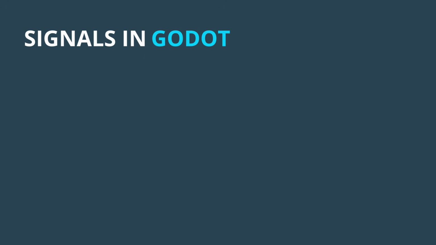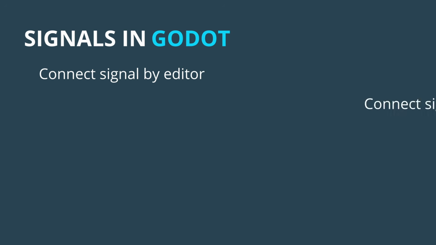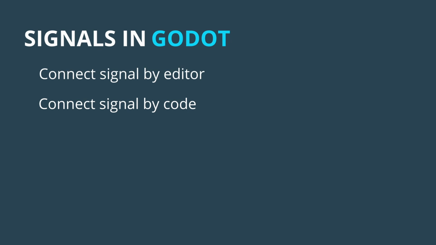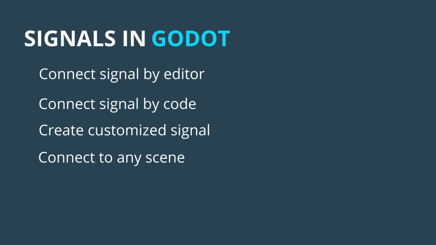We are going to concentrate on how we connect a signal through the editor using an inbuilt signal from a node, and connect these via code without using the editor. And last but not least, we are going to see how we can create a customized signal and how we can connect it to a scene that is not the scene that we're currently looking at. I will try to keep this one as concise as possible.